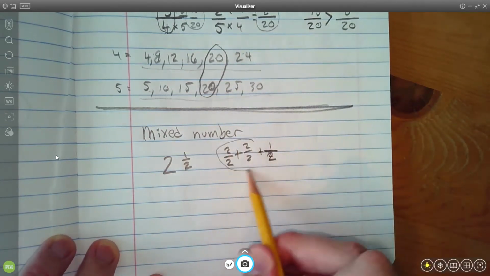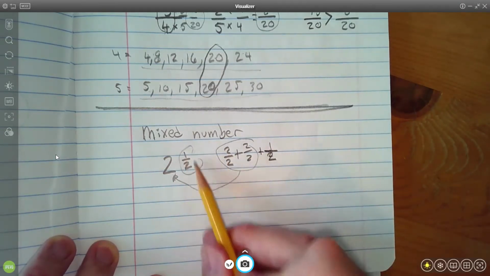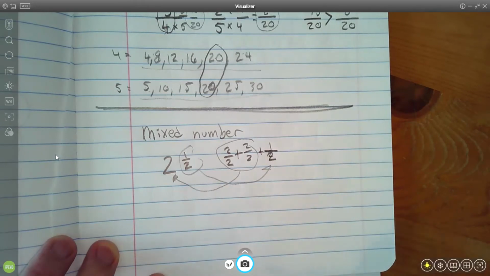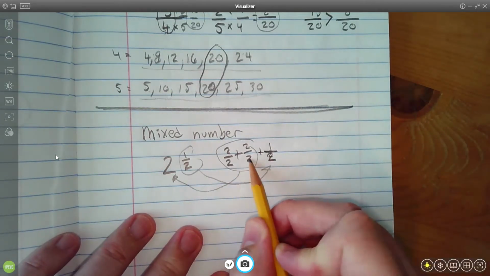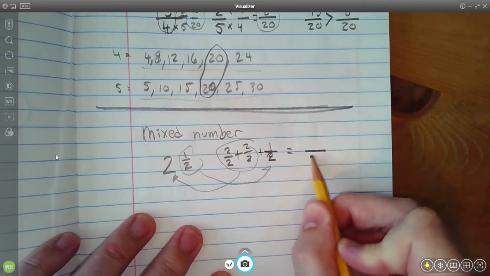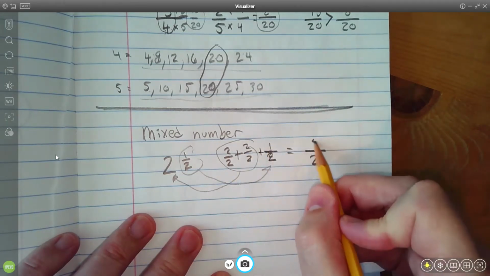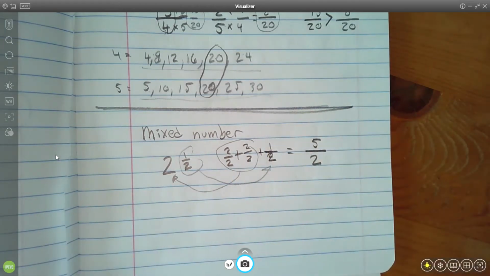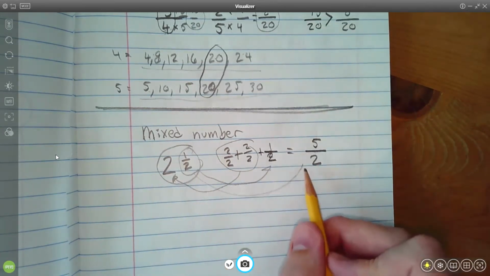So this right here equals 2. 1 plus 1 equals 2, and then here's that piece. So if I wanted to then add this all up, we know what to do if the numbers on the bottom are the same. We just add the top across. The bottom won't change. We go 2, 4, 5. 5 halves. So 2 and a half is the same thing as 5 halves.